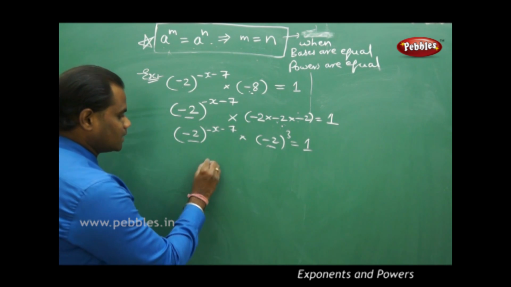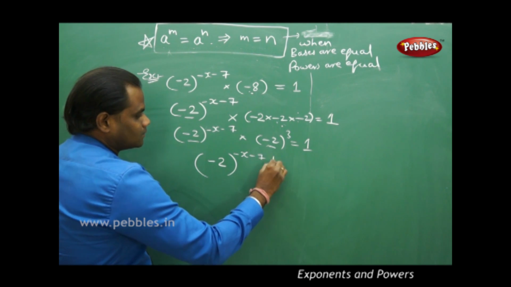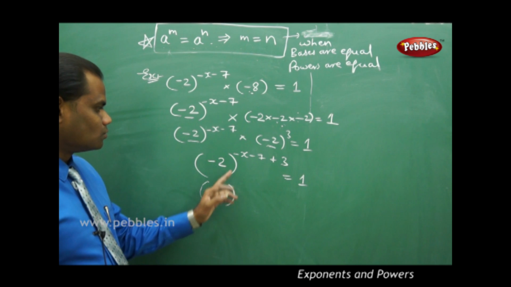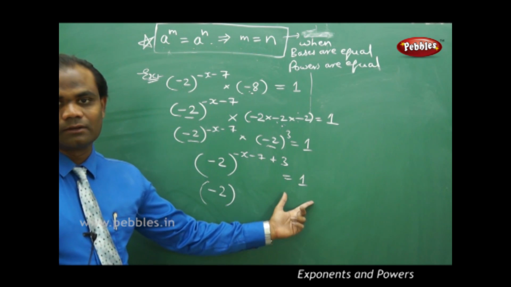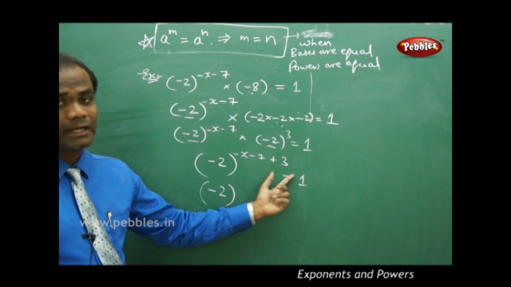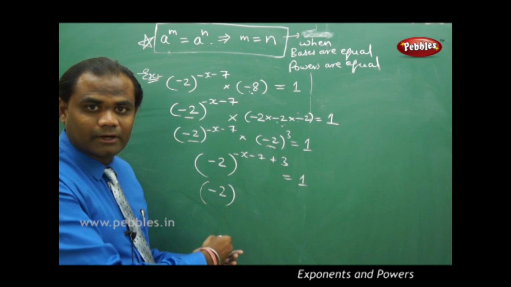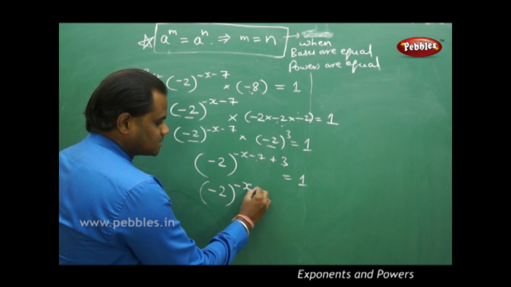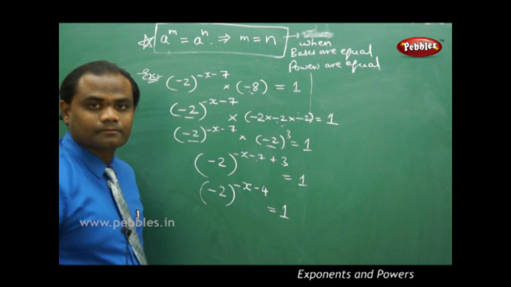Therefore this can be written as (-2) raised to (-x-7+3) is equal to 1. Now in this case I have negative 2 raised to minus x minus 7 plus 3 equal to 1. When the bases are equal, the powers are added. I have used the first law of index here. Now this, when further simplified in the next step, gives me minus x minus 7 plus 3, which is minus 4, equal to 1.